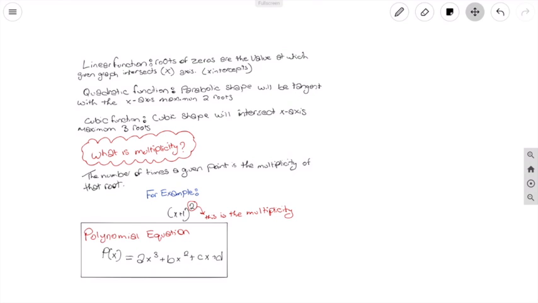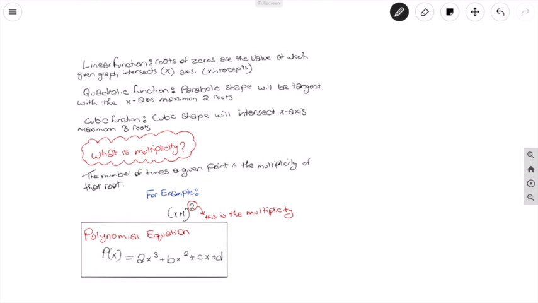The cubic function will have a cubic shape and will intersect the x-axis with a minimum of three roots. You might be asking, what is multiplicity? The multiplicity is the number of times a root occurs at a given point. For example, you have (x plus 1) squared. The squared, the power 2, is the multiplicity.